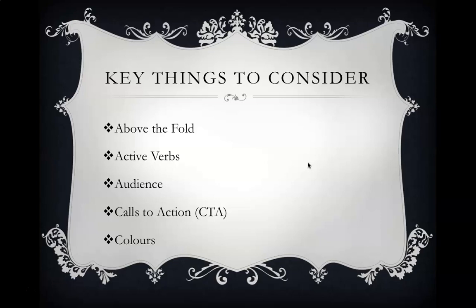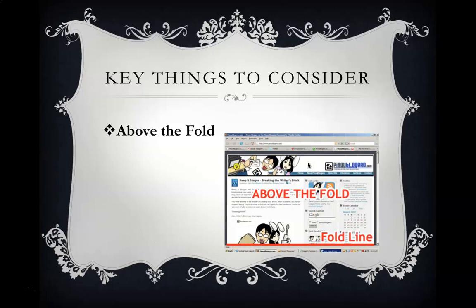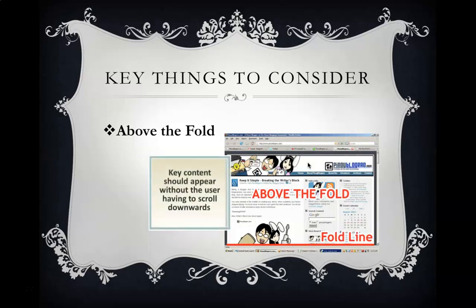We're going to look at above the fold, active verbs, audiences, calls to action, colors, and we're actually going to look at a few other things as well. That's just a small sample of the things that we're going to look at. I might put in the video a digital timeline, so if you just want to look at call to action, you can join in at a certain point. So sorry about these woefully bad transitions, or maybe woefully good.